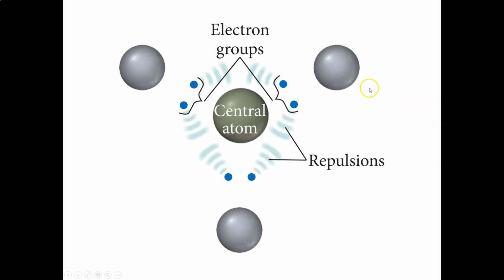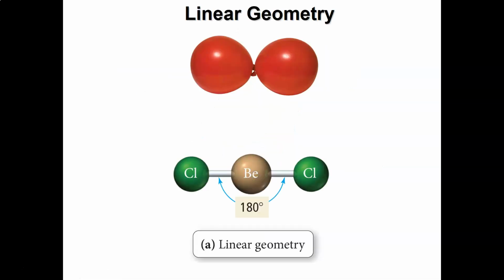So for example, here's just a little cartoon picture. If we have a center atom here and we have some bonds going on, the bond between these two atoms is holding them together. But there's also interactions between the electrons themselves. So it's these interactions that we're trying to spread out and trying to minimize. So let's just look at some of these shapes.